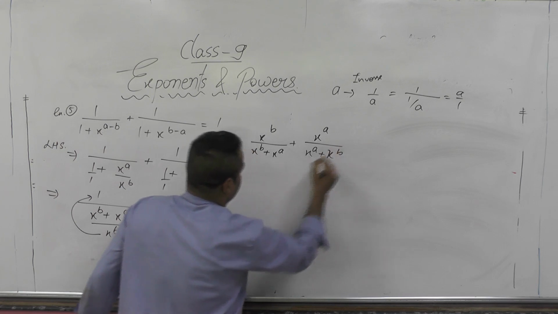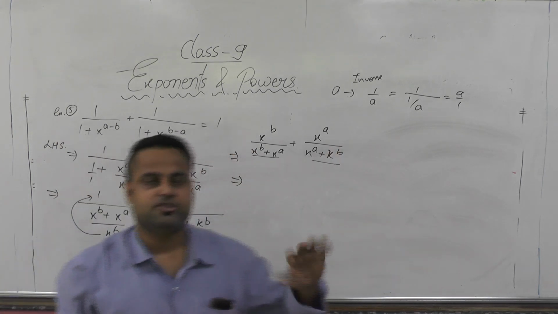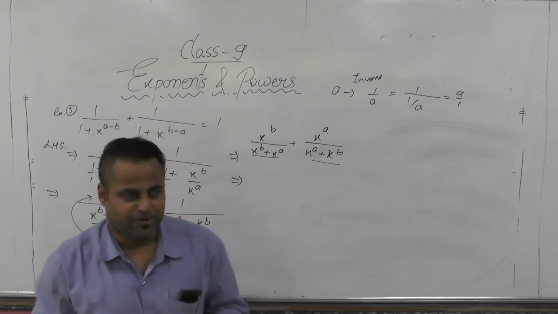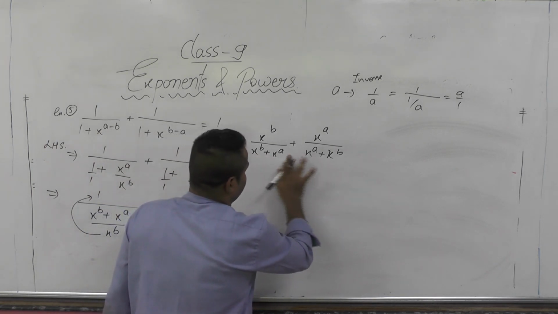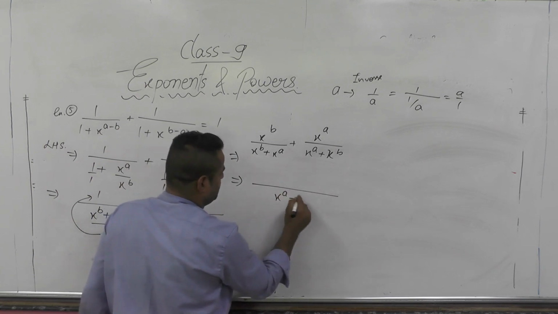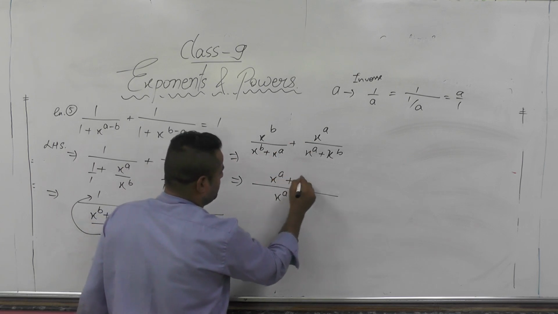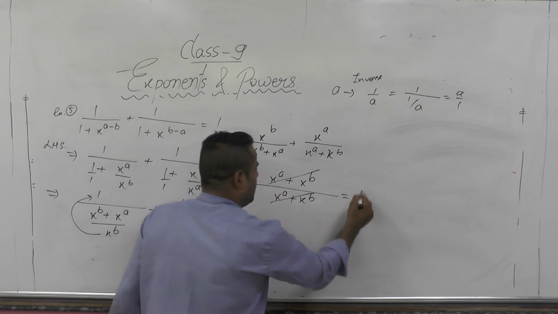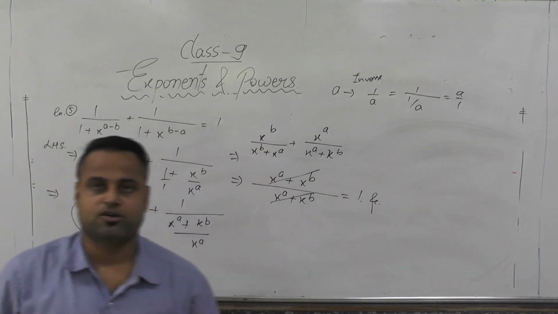Now as you can observe, their denominators are the same. The sequence of terms is changed, but it doesn't matter, because 2 plus 3 and 3 plus 2 both give us 5. So likewise we can take the common denominator as x to the power a plus x to the power b. What remains up here is x to the power a plus x to the power b, that will be cancelled by this, and it gives us result 1. Okay, that's how we can do this.